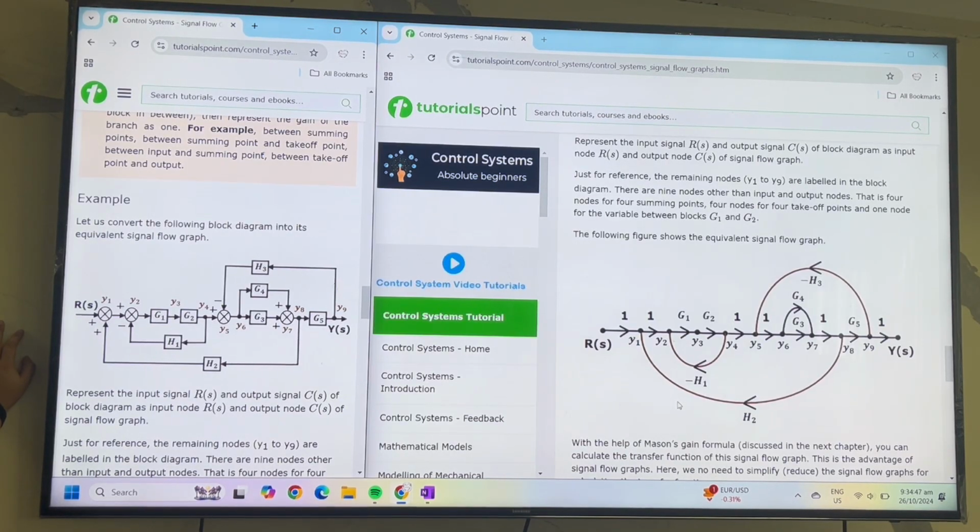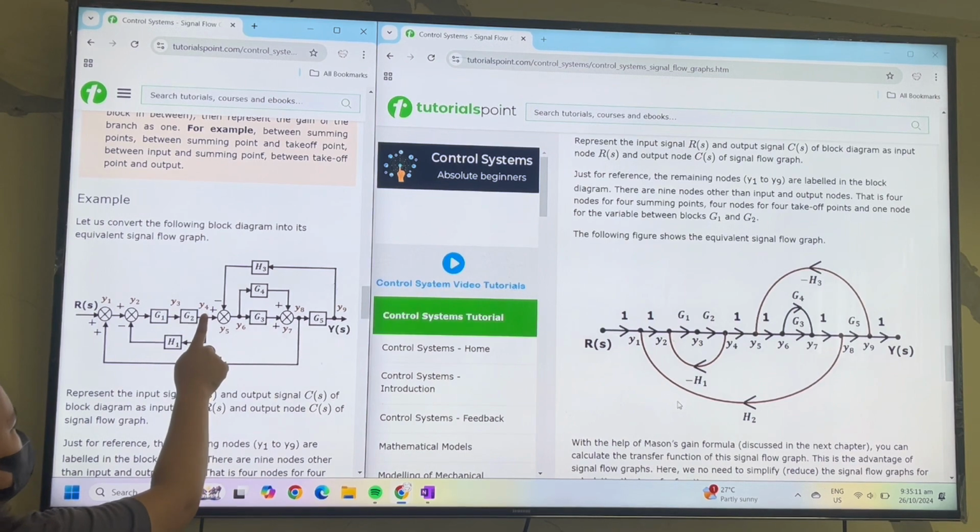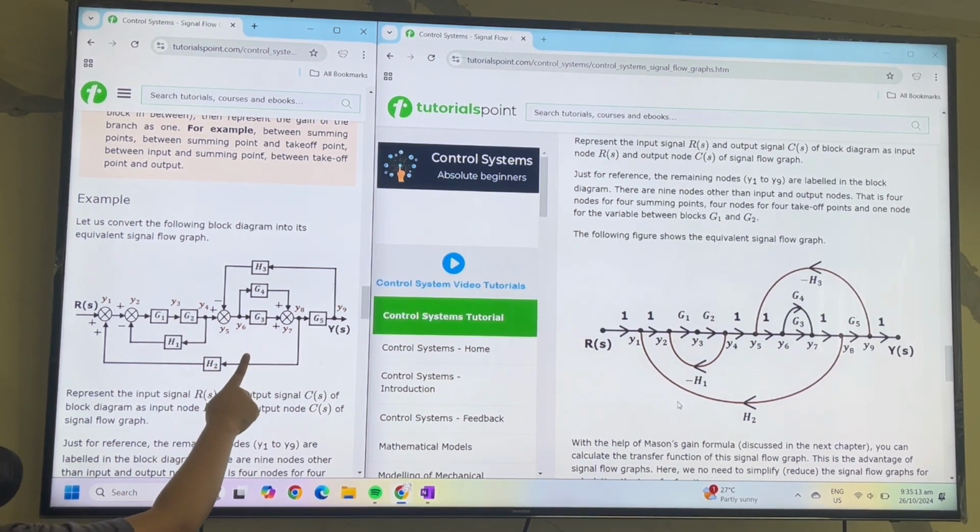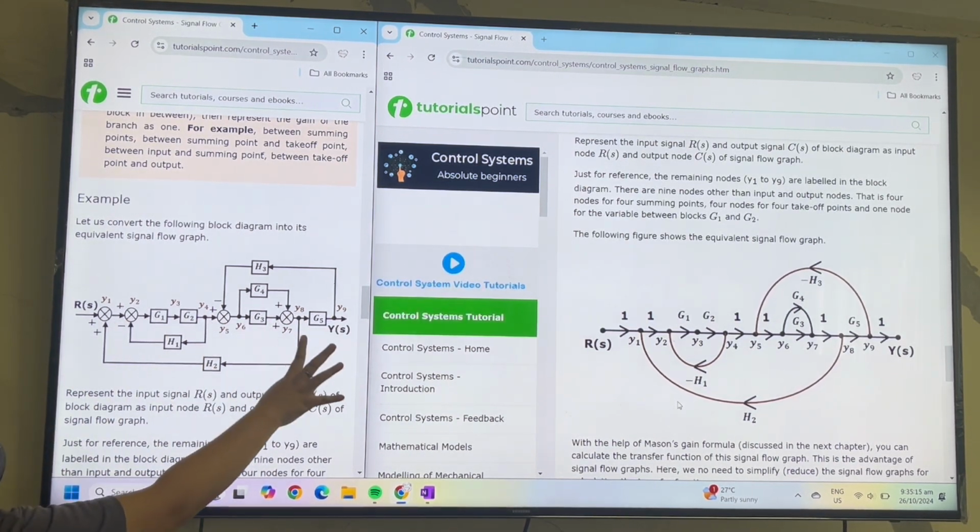So every junction has a name with Y. The blocks are the gains, and the arrow is the representation of the gain. Earlier, it was the transfer function. The gain can be in terms of a transfer function. Now, once we have named the nodes, we can turn it into a signal flow graph.